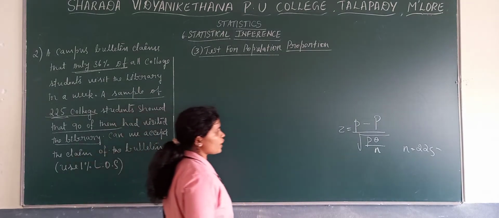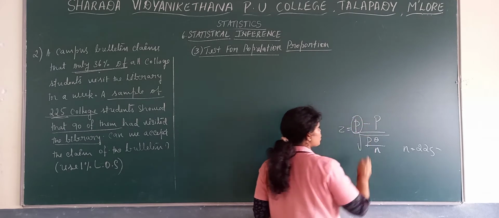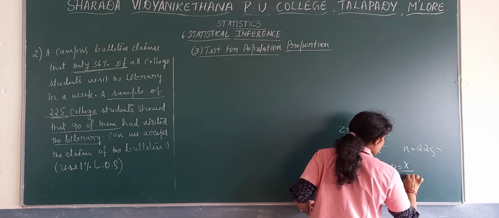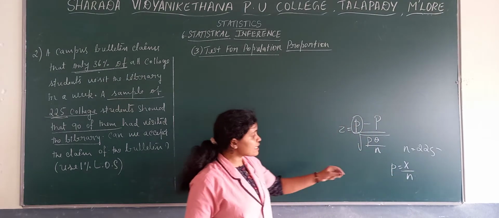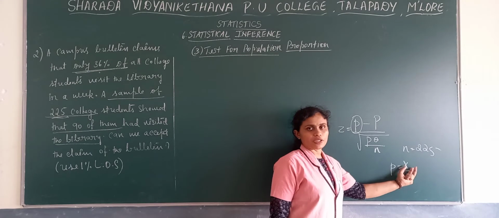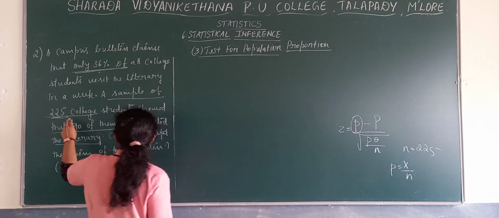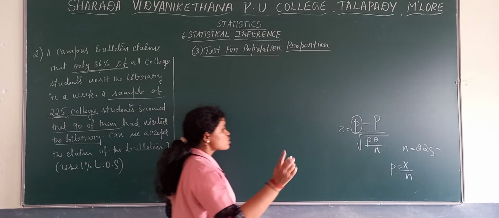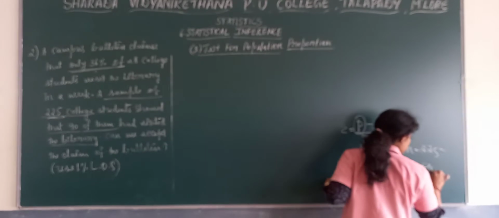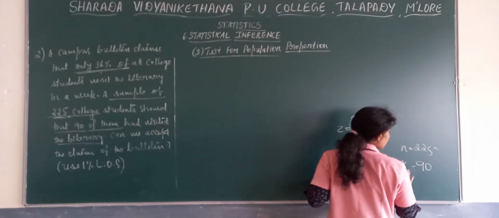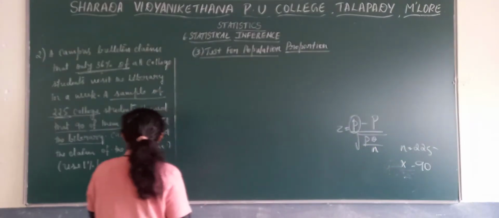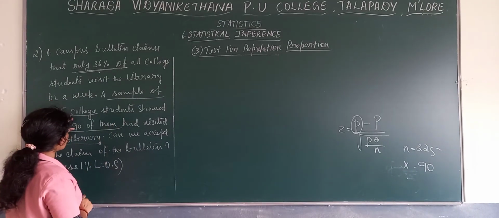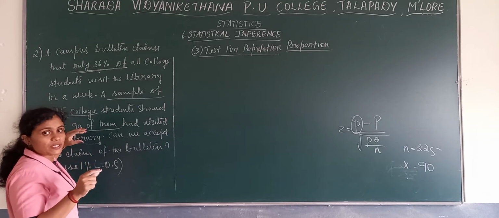Then we need to identify what this small p is. That p is x by n, that is, in that sample how many people. We can easily make out that in this sample, 90. So that 90 we can call x. So x is 90. Always along with the sample, in a proportion problem, which number will be given? In this sample, this many people.